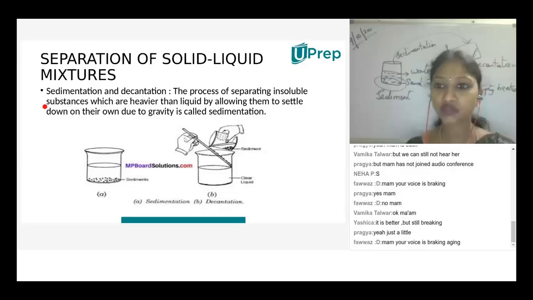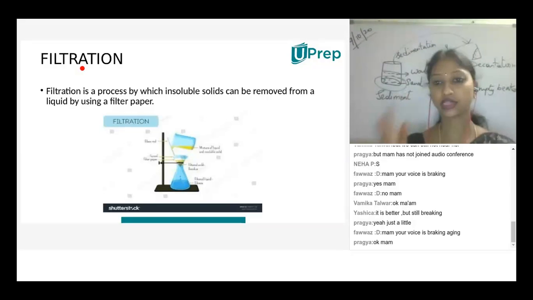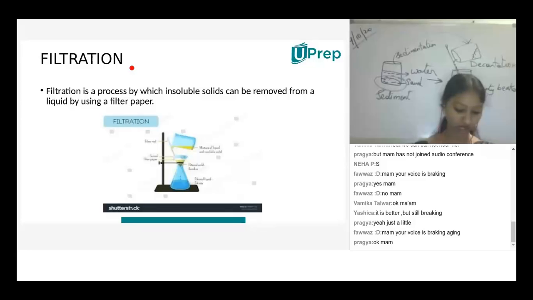The process of separating insoluble solids which are heavier than liquids by allowing them to settle down on their own due to gravity is called sedimentation. What is it called? Sedimentation. After the solid and liquid, yes, Yashika, you have asked about filtration. Am I right? Filtration is also used to separate solid from liquid.